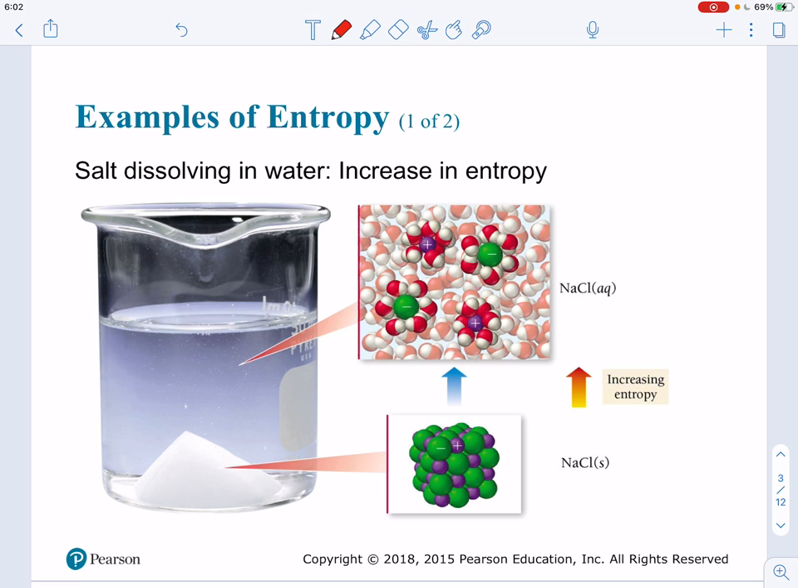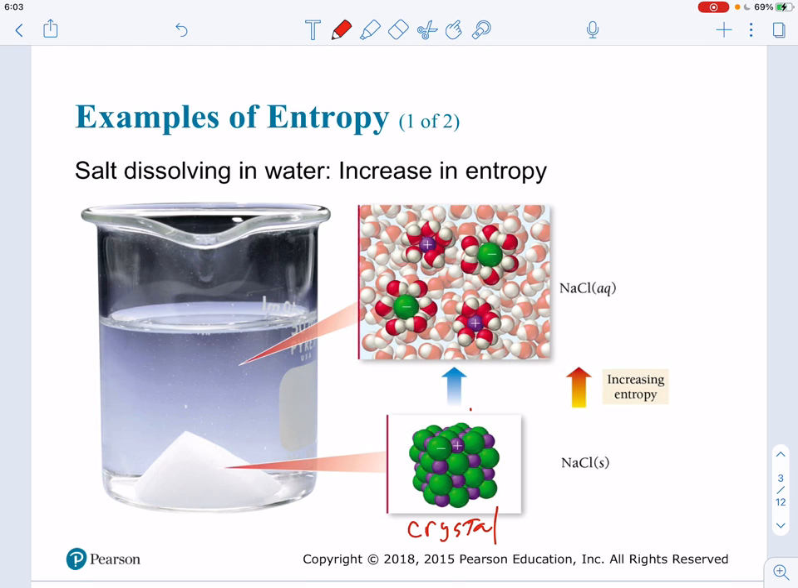So look at this situation. You have salt that is dissolving in water. Initially what you have is a crystal of salt, right? So it's a very organized structure. You have alternating ions, opposite ions for that matter, right? So you have an alternating pattern of positive and negative ions that form that crystalline structure.